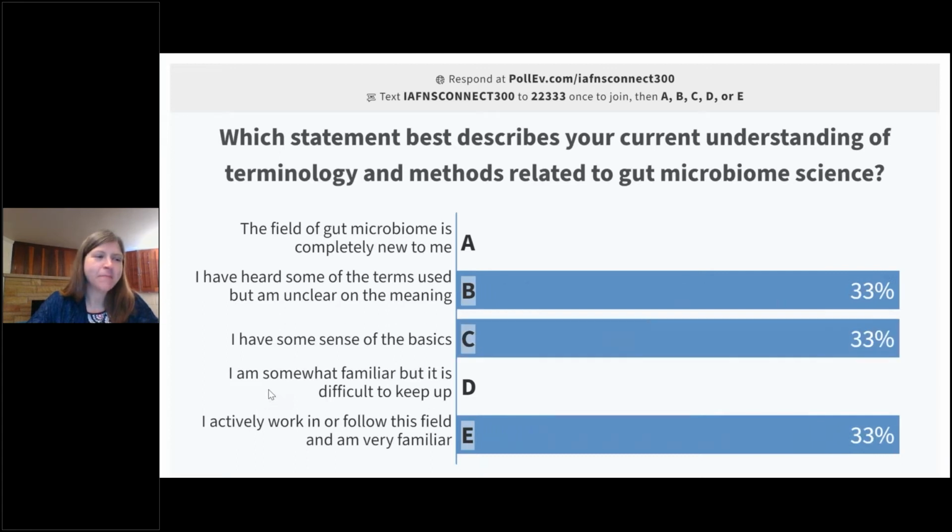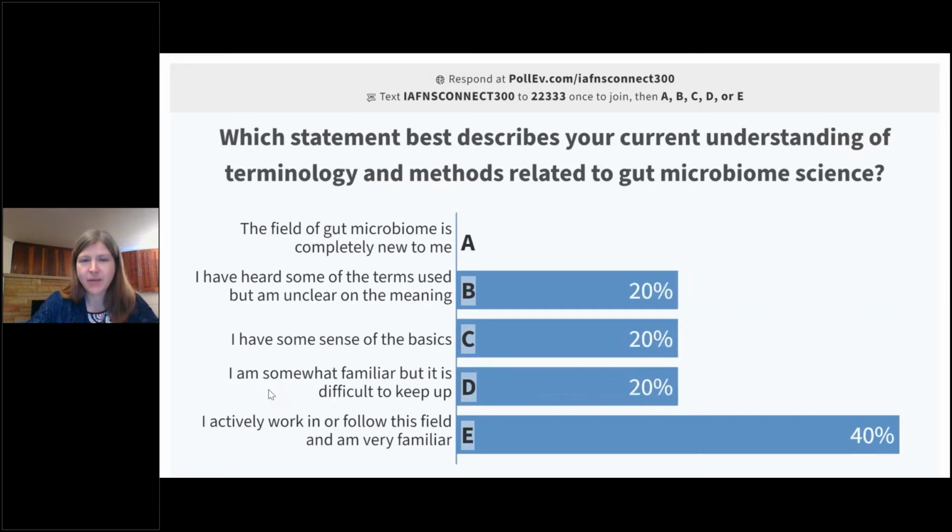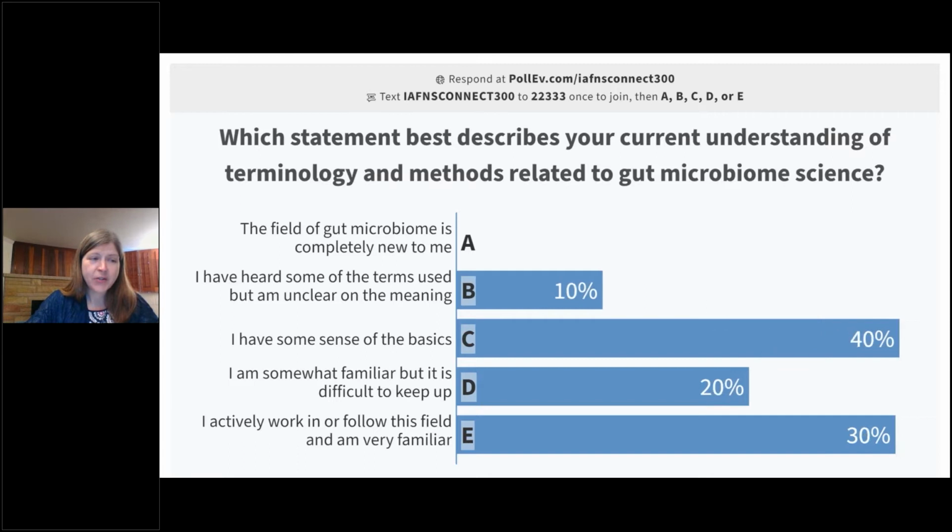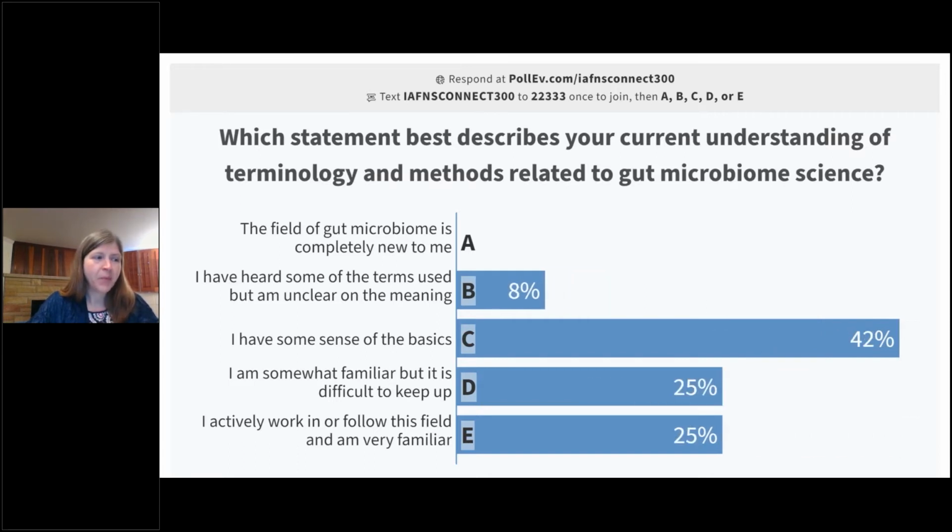Oh, some people have already answered. All right, so the question is, which statement best describes your current understanding of terminology and methods related to gut microbiome science? The answers range from being completely new to the area all the way to actively conducting research in this field already. All right, we'll give you a few seconds to respond and get logged in. The instructions are still there at the top of the poll screen if you had problems on the last slide. All right, we've got responses coming in. They're starting to stabilize a little bit. It looks like most of you have some sense of the basics. A few of you are somewhat familiar. For most people, this is not a completely new field to them.